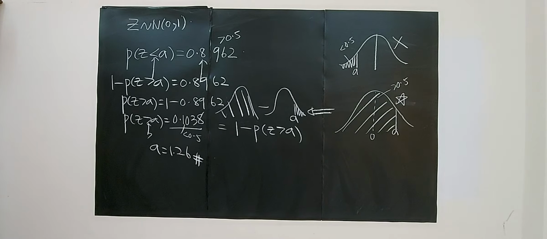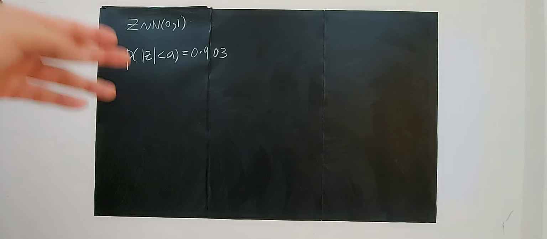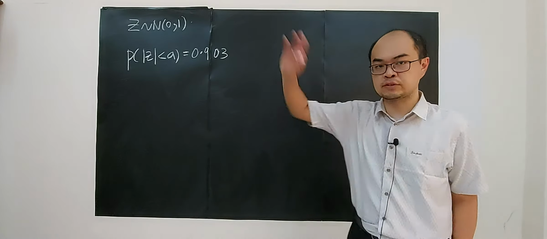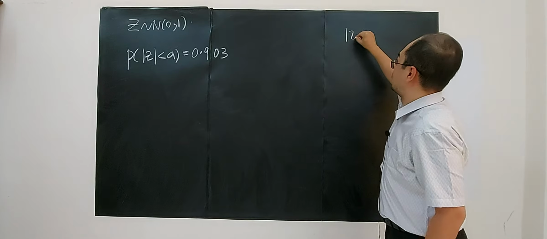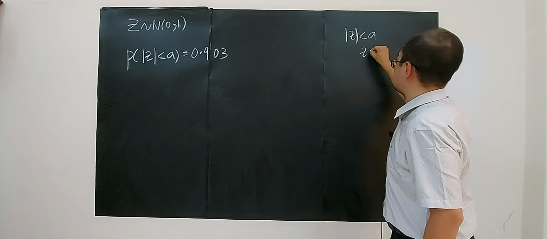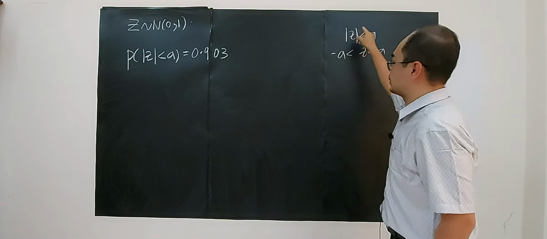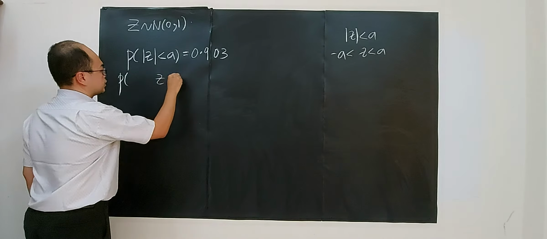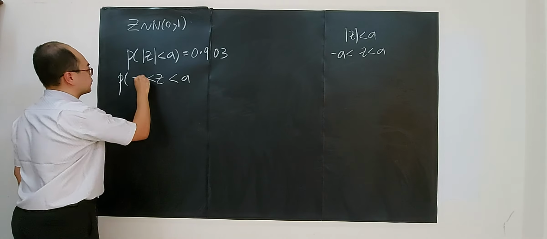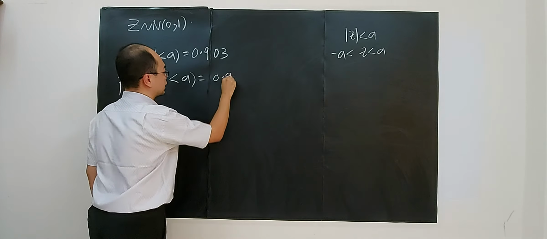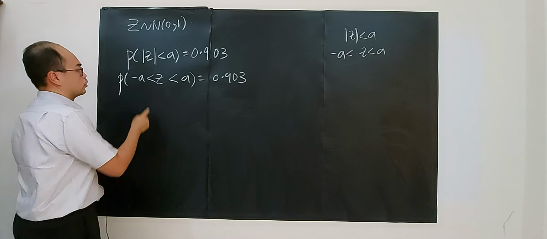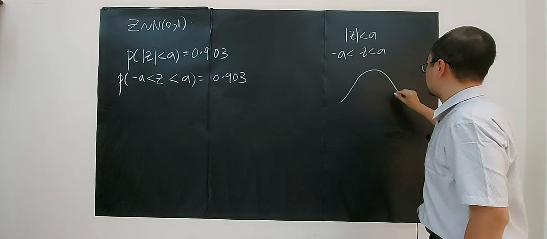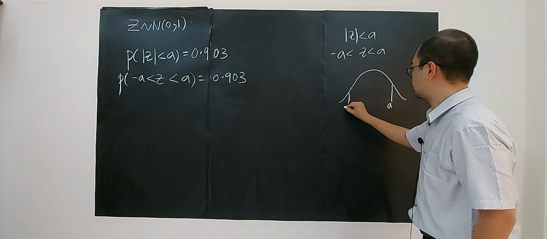Alright, now we're done with this question. Okay, I give you one more example. So modulus Z less than A. Just now in the first video, I talked about how modulus Z less than A can be rewritten as Z between negative A and A. This is the definition. So the probability of Z between negative A and A is 0.903. So this one is in the middle.